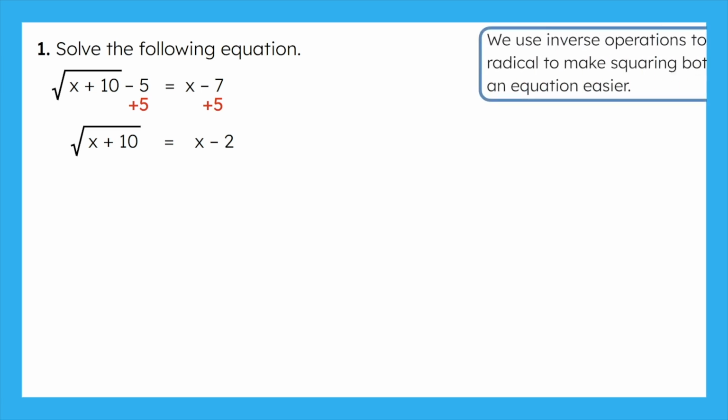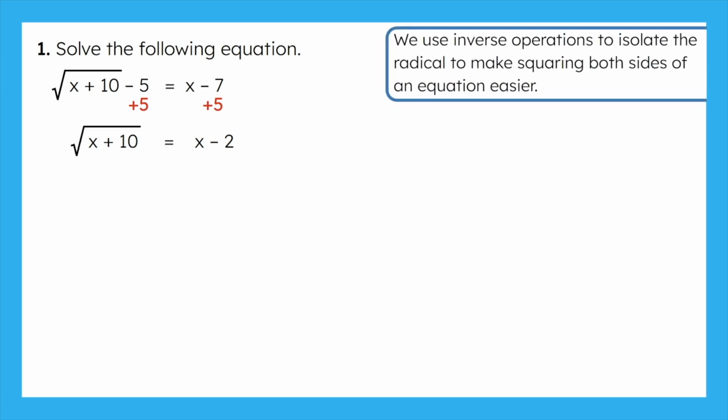We use inverse operations to isolate the radical to make squaring both sides of an equation easier. We generally don't want constants on the same side as a radical to avoid extra terms when we square both sides, which is the next step to solving this. All right, go ahead and solve on your own. Your final answer should only contain true solutions. Pause the video now.